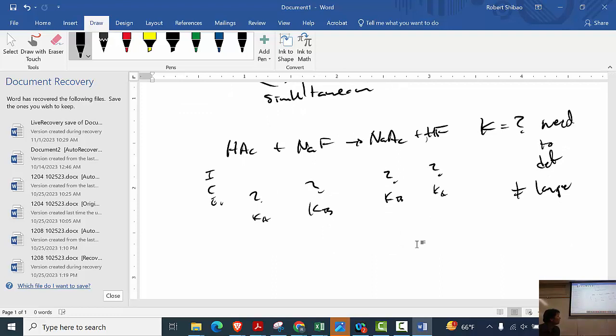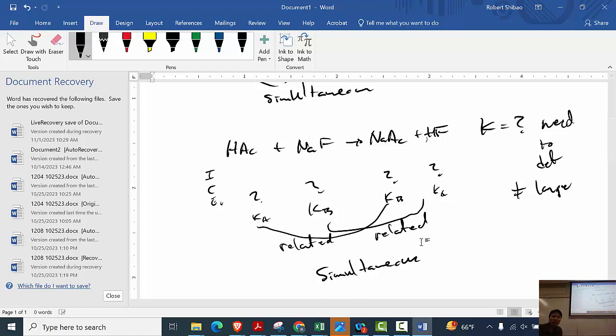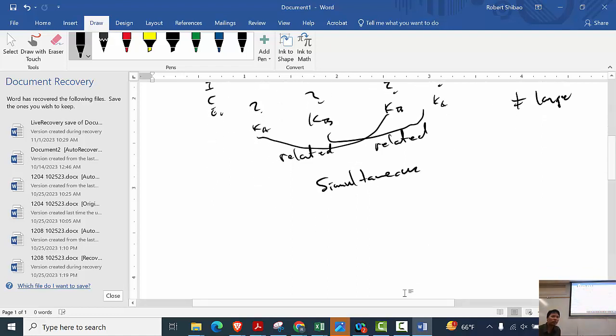Well, the Kb for fluoride and the Ka for HF, these are related. And the same thing, these are related too. They're conjugates of one another. So do we do two Henderson-Hasselbalchs? No, we don't. What we have to do is do this simultaneously. Well, that's a big pain because we're going to have three equations. We're going to have Ka, we're going to have Kb, and we're going to have Kw.